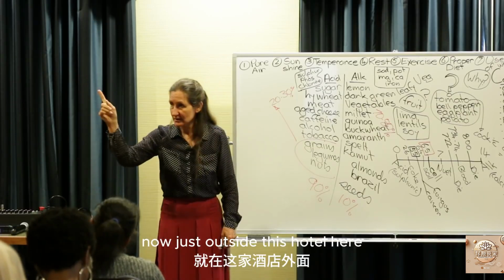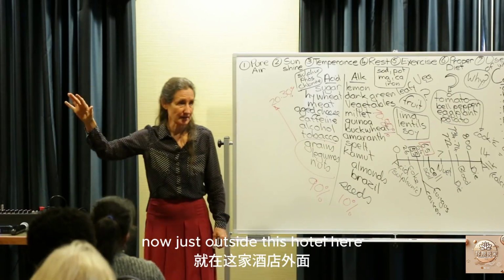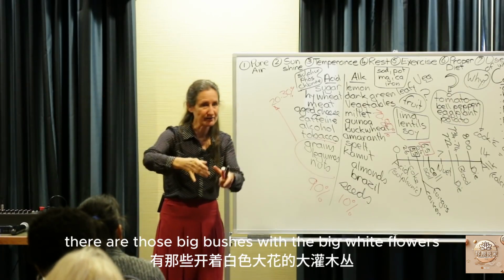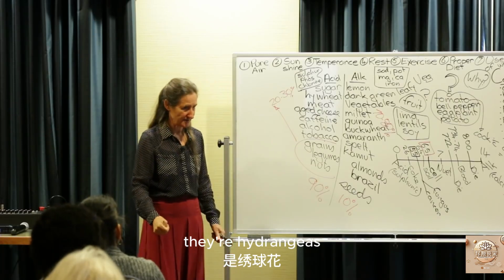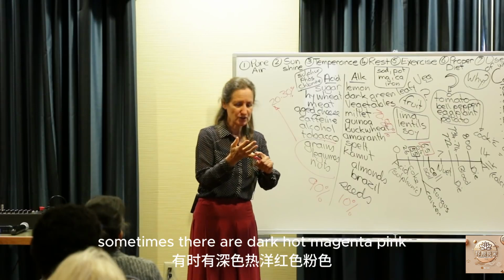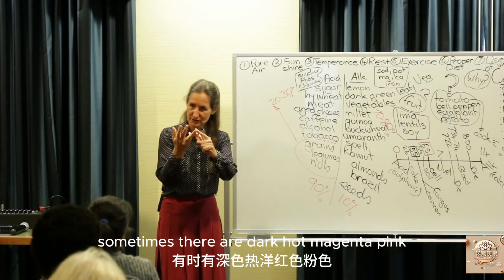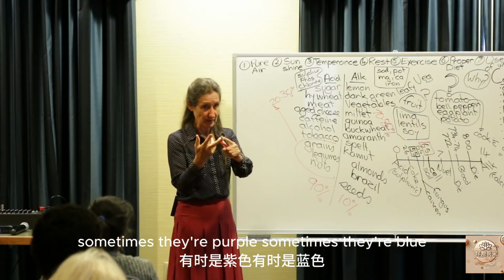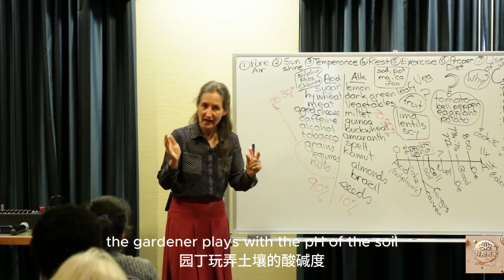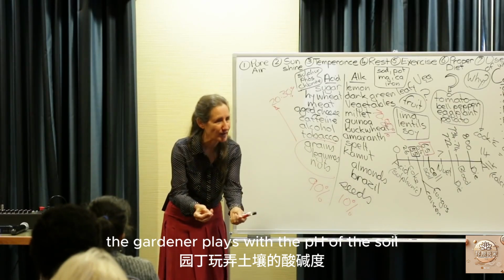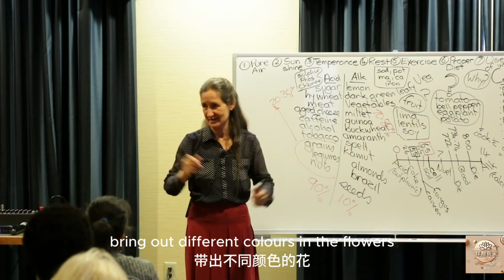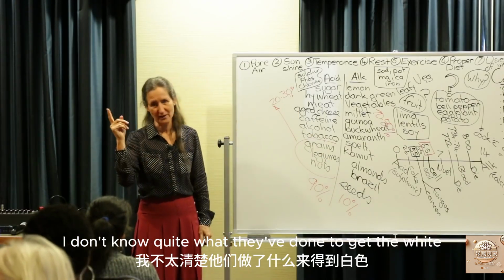Now, just outside this hotel here, do you see when you come in, there are those big bushes with the big white flowers? They're hydrangeas. Now, sometimes you'll see hydrangeas and they're pink. Sometimes they're a dark, hot magenta pink. Sometimes they're purple. Sometimes they're blue. It's not different types of hydrangea. The gardener plays with the pH of the soil, because different pHs bring out different colours in the flowers. I don't know quite what they've done to get the white.